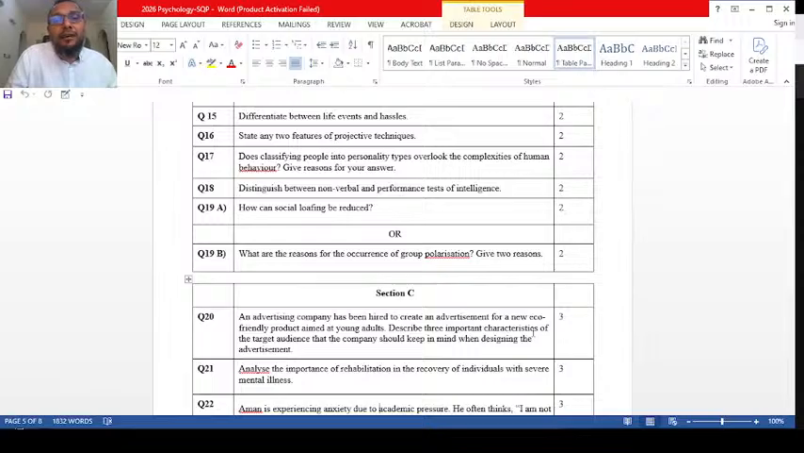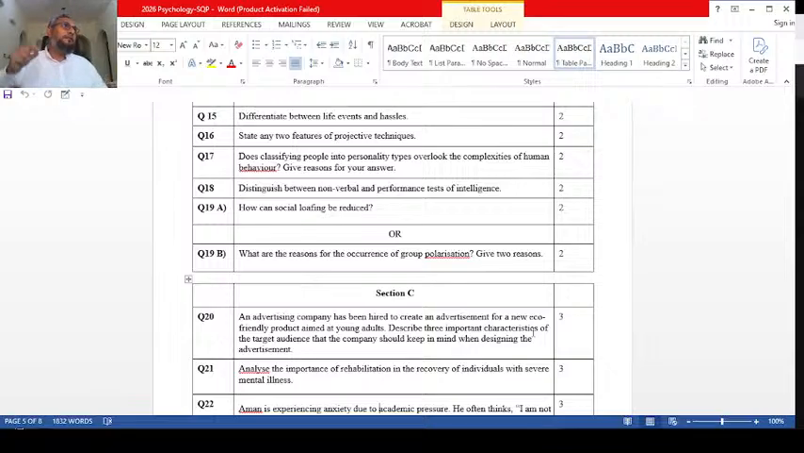Distinguish between non-verbal and performance test. Non-verbal tests of intelligence are made for those who are illiterate, the people who don't know how to read and write. During World War II, the Army, for the sake of recruiting people into the armed forces, created the non-verbal test. The best examples are Raven's Standard Progressive Matrices and Raven's Colored Matrices.